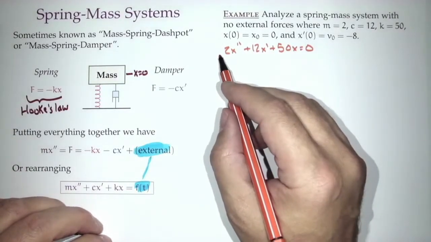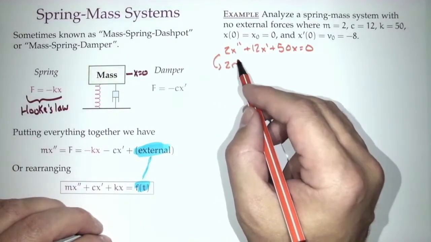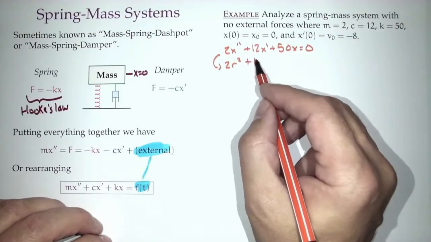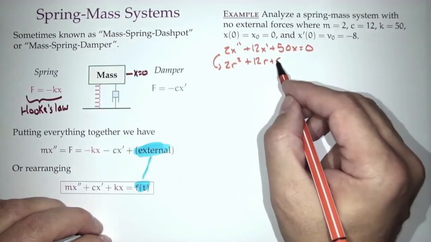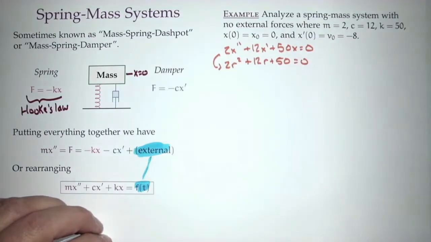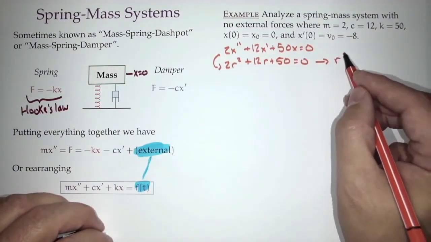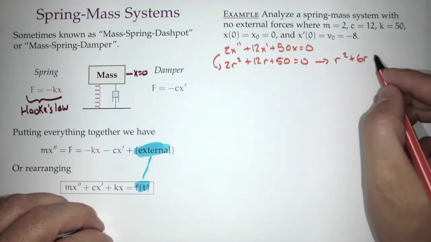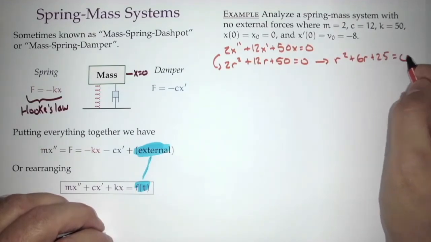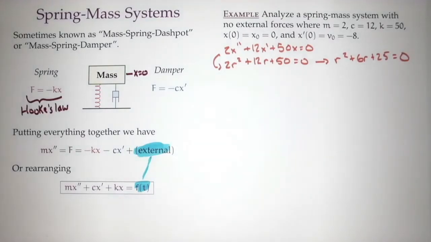So turn it into the characteristic equation, or the auxiliary equation: 2r squared plus 12r plus 50 equals 0. Now, let's notice we can divide everything by 2 to make life a little bit easier. Okay, so what do we do with r squared plus 6r plus 25 equals 0?